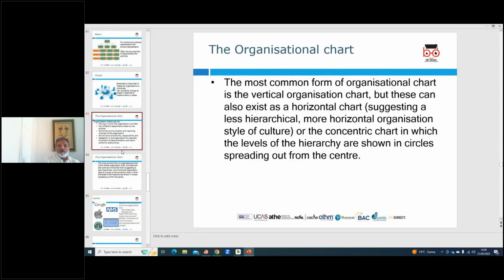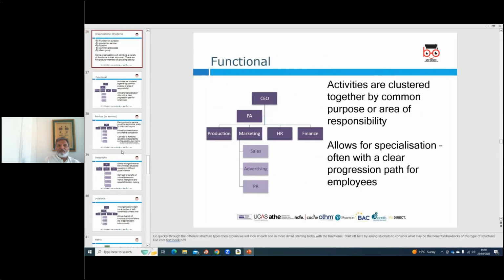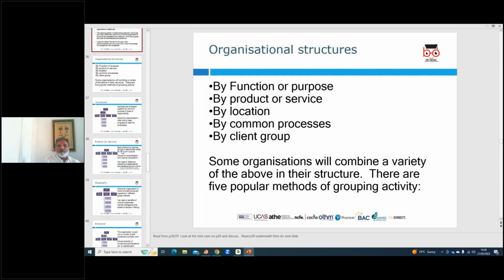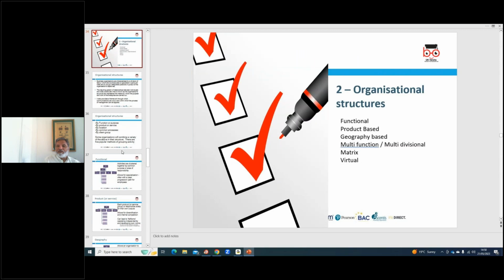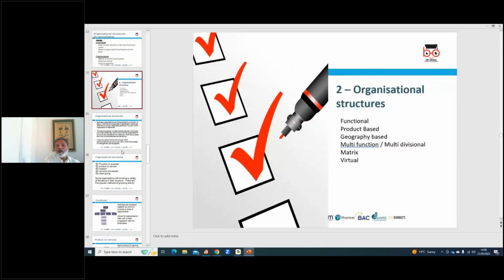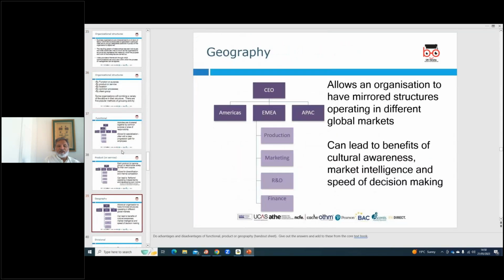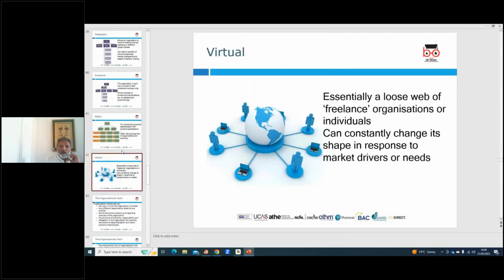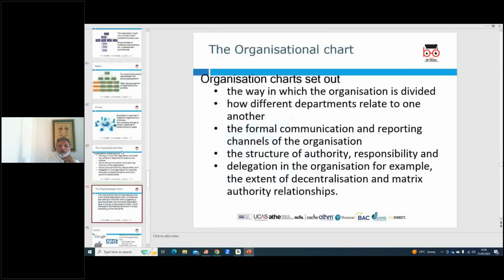So we looked at these kinds of structures here. Okay. Functional structure, we looked at product, geographical, matrix, and virtual structure, and your LO2 also needs to be looked at from these viewpoints. Okay.